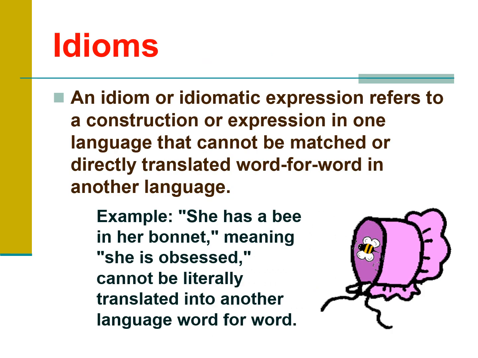Idioms. An idiom or idiomatic expression refers to a construction or expression in one language that cannot be matched or directly translated word for word in another language. Our example for idiom is she has a bee in her bonnet, meaning in English that she is obsessed. This example, she has a bee in her bonnet, cannot be translated from English to Spanish and still mean the same thing. If you were to say she has a bee in her bonnet in Spanish, it would mean something completely different.